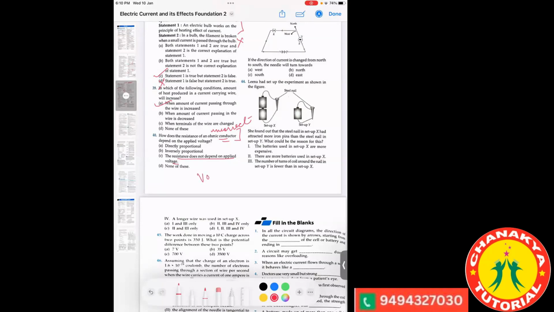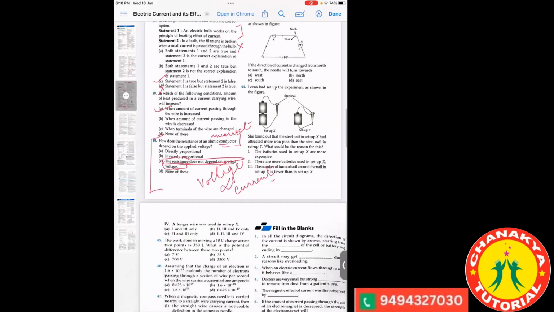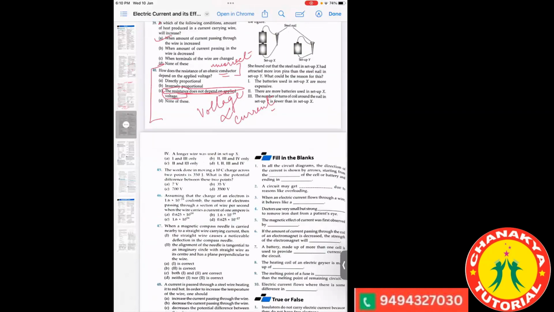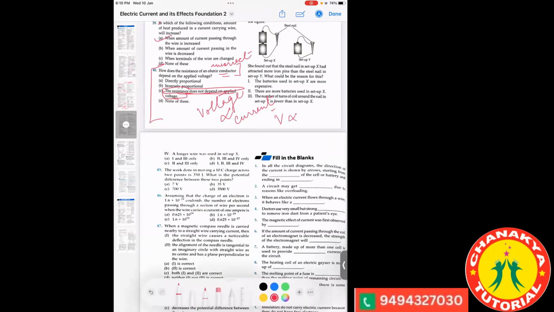Whatever voltage we apply, it does not depend on it. Because we know that in the case of an ohmic conductor, voltage is directly proportional to the current. So the resistance is not needed at all for the voltage. What is needed is the voltage and the current. Here the question and the options have not been mentioned properly. But keep in mind, according to the ohmic conductor, voltage is directly proportional to the current, which means V is directly proportional to I. Current is always denoted as I.